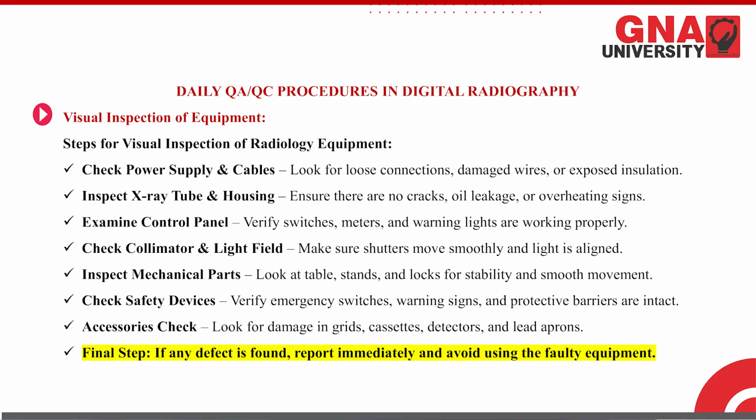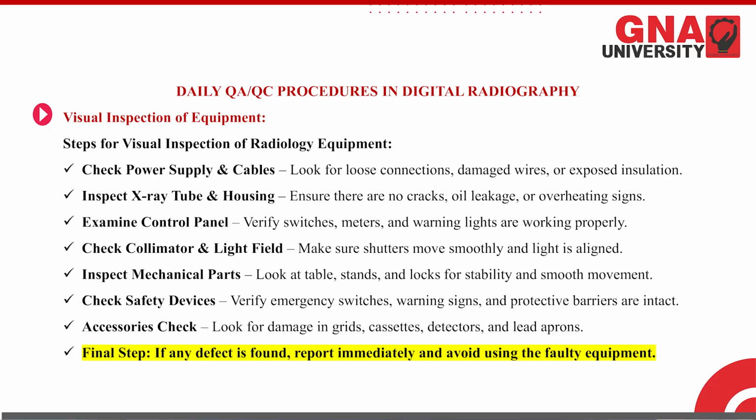And next, we have to do the accessory check. Accessory check is to look for damage in the grid. A grid is adjusted below the table. We have to check whether it is aligned properly and fixed with the table properly. We have to physically examine the cassette also: is there any crack in the cassette, any problem or lock problem in the case. We have to inspect that also, and we have to check the detectors, that they are connected with the system properly and attached below the table properly.